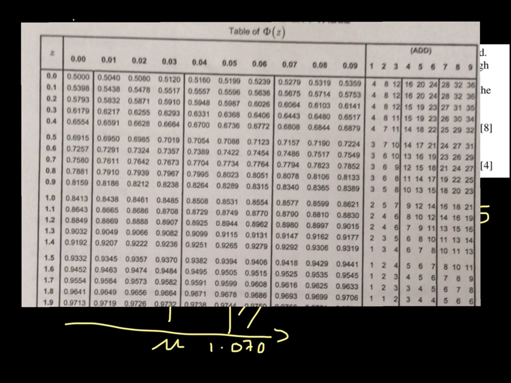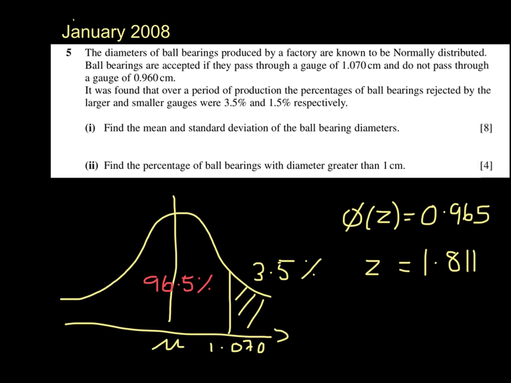So looking at the normal distribution tables, 0.965 doesn't appear, but 1.81 is 0.9649. So I need to add 1 to that. So I'm going to use 1.811. Using my formula, the z value equals the x value, take away the mean and divide it by the standard deviation.